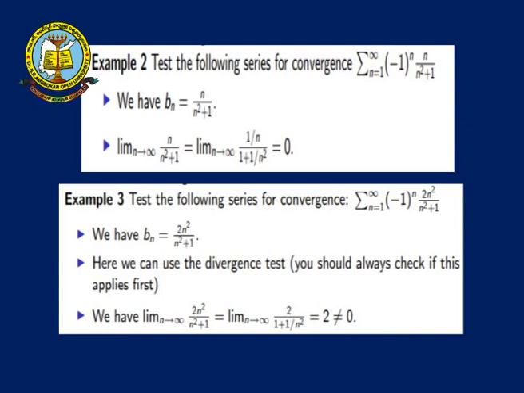Now, take n square common in the numerator and denominator, and n square cancels. The rest of the terms are 2 by 1 plus 1 by n square. This is bn. Now I apply the limit as n tends to infinity of 2 by 1 plus 1 by n square. Applying the limit, 1 by infinity square is 0, so 2 by 1 plus 0 equals 2. It is clearly not 0, so the series is divergent. The series is clearly divergent because the Leibniz test fails.